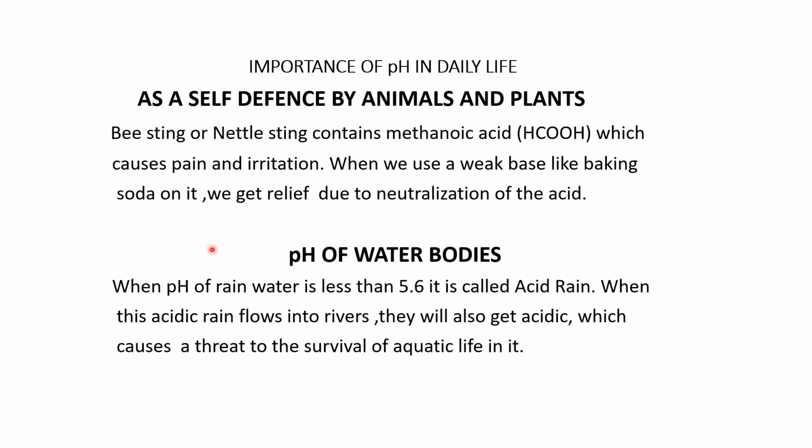Now the next application of pH is pH of water bodies. When the pH of rainwater is less than 5.6, it is known as acid rain. When this acidic rain flows into rivers, they also become acidic, which causes a threat to the survival of aquatic animals living in them. Generally, a river has a certain acidity. If we increase the acidity of that river, the microorganisms and aquatic animals living in it will face problems of survival.